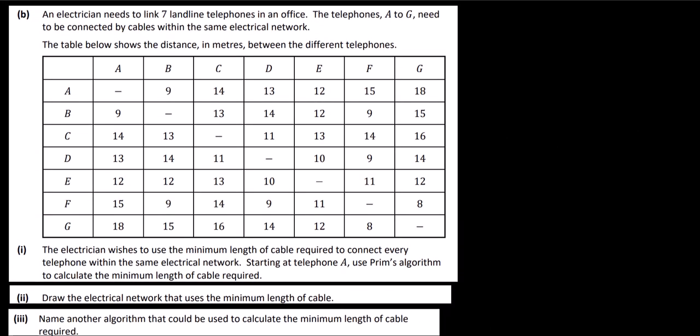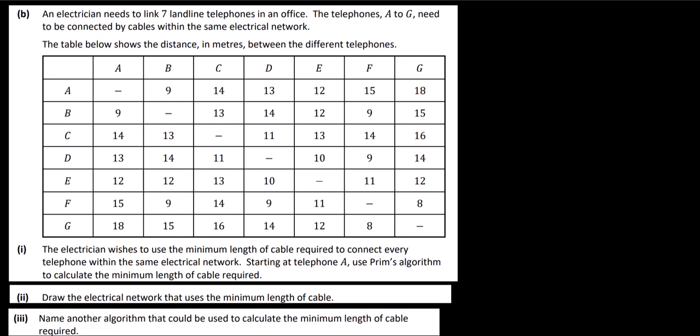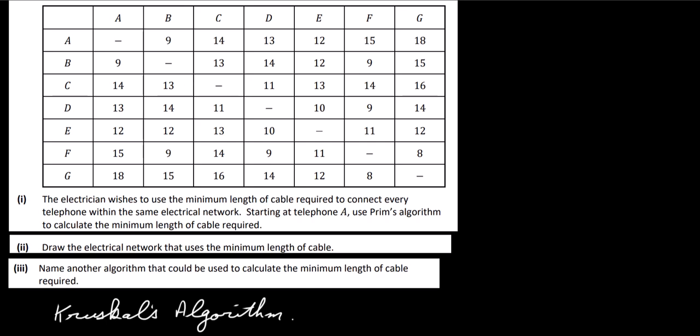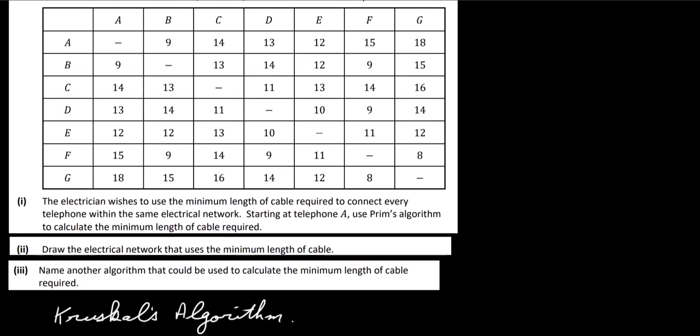An electrician needs to link 7 landline telephones in an office. The telephones A to G need to be connected by cables within the same electrical network. The table below shows the distance in meters between the different telephones. Okay, so we have to start with telephone A, use Prim's algorithm to calculate the minimum length of cable required. So part 2 just says draw the network, and then part 3 says name another algorithm that could be used to calculate the minimum length of cable required. So the other algorithm is just Kruskal's algorithm.